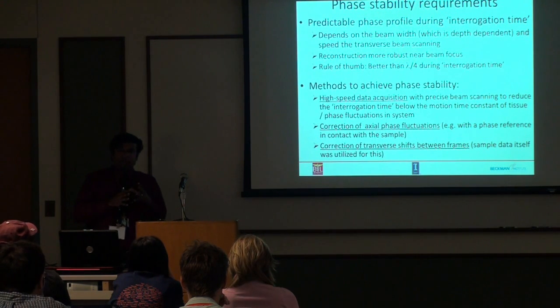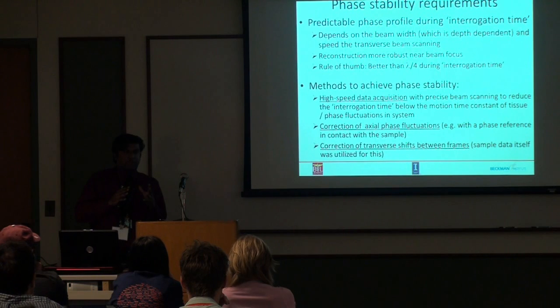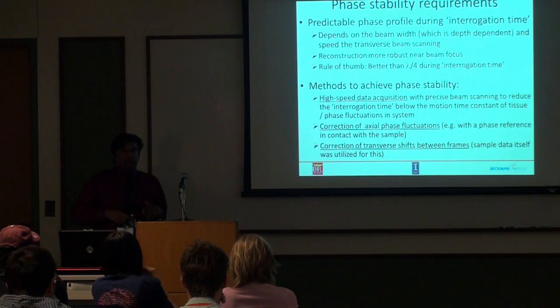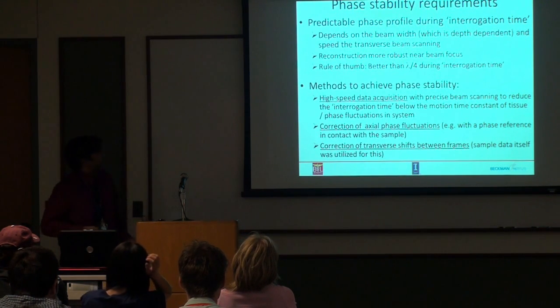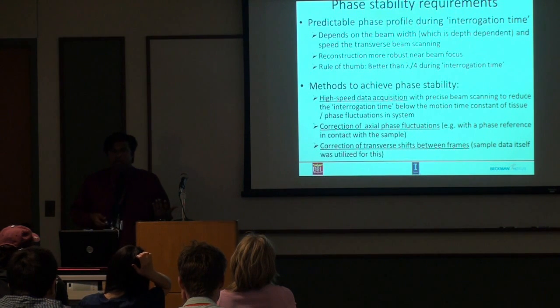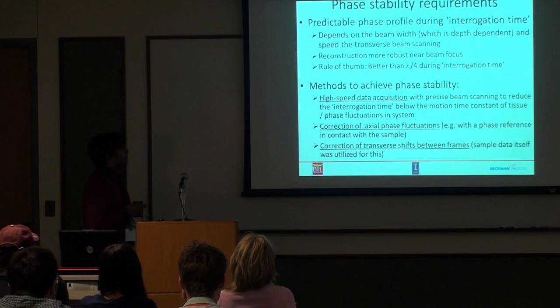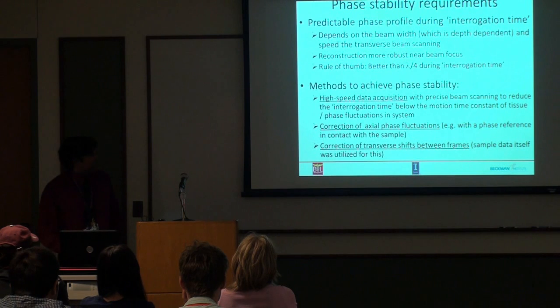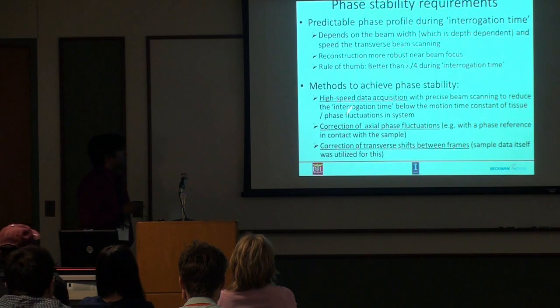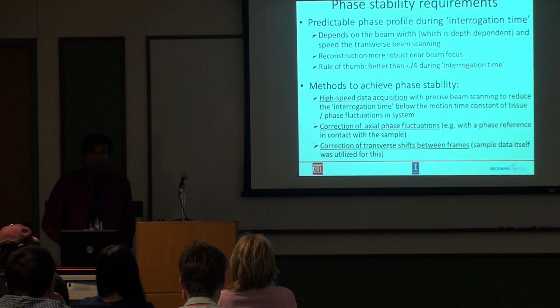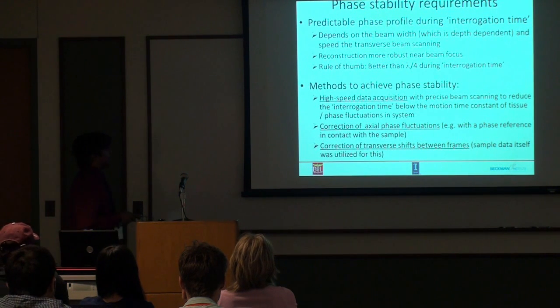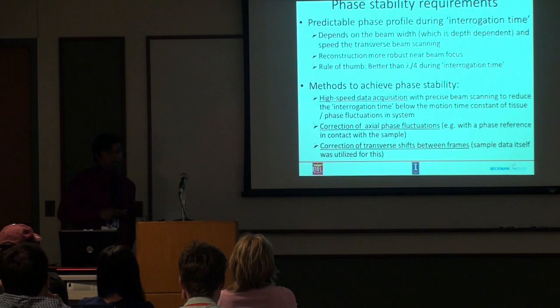And so if you're trying to do far from focus reconstructions with ISAM, that requires greater phase stability than if you're just simply trying to do computational AO near the beam focus. So there are actually these three main methods by which we can achieve phase stable data sets. And the first is high-speed data acquisition.